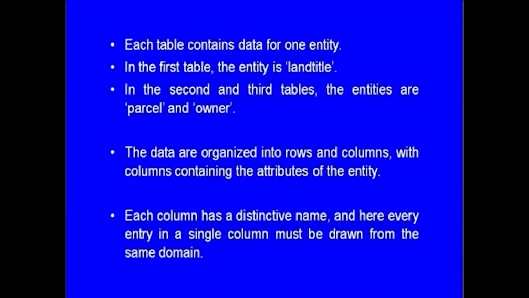So, we can say that each table contains data for one entity. In the first table, the entity is land title. In the second and third tables, the entity is parcel and owner. The data are organized into rows and columns, with columns containing the attributes of the entity. Each column has a distinctive name, and every entry in a column must be drawn from the same domain.